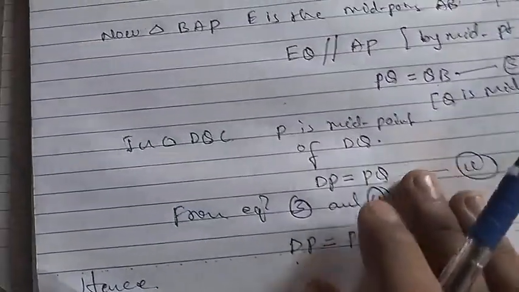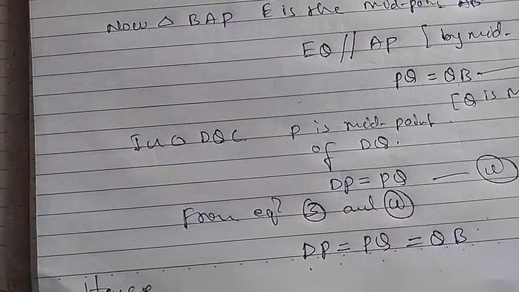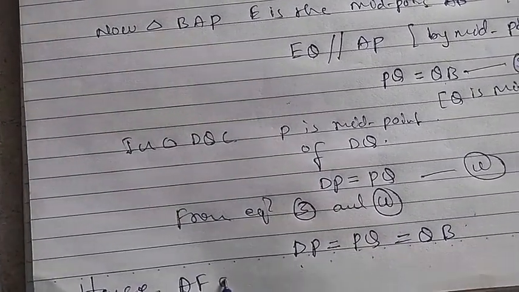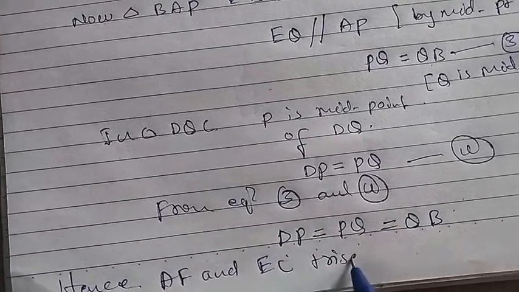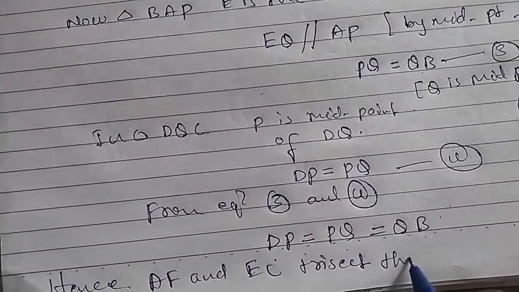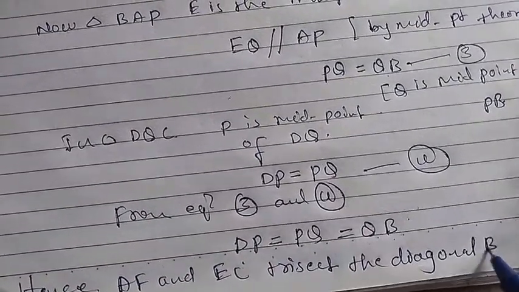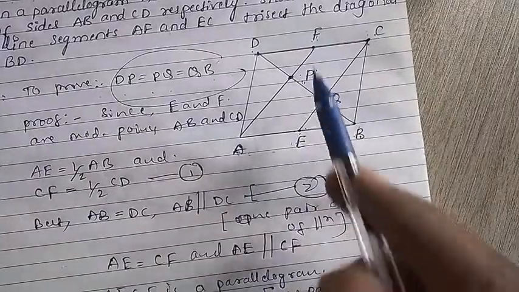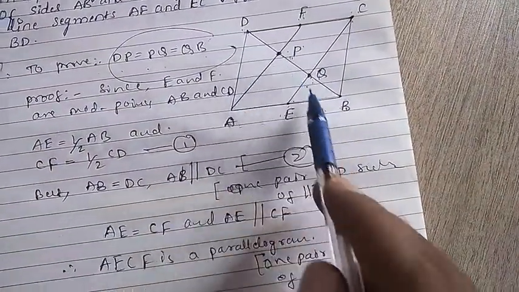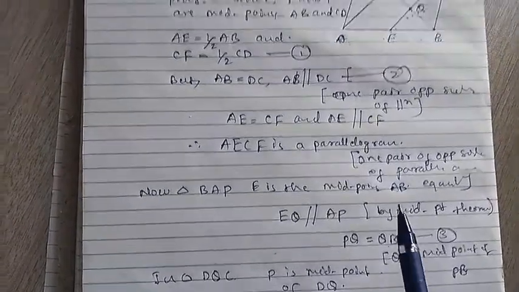So we have to write the last sentence. Hence AF and EC trisect the diagonal BD. AF and EC trisect the diagonal BD. Now this is the final point of this theorem here.